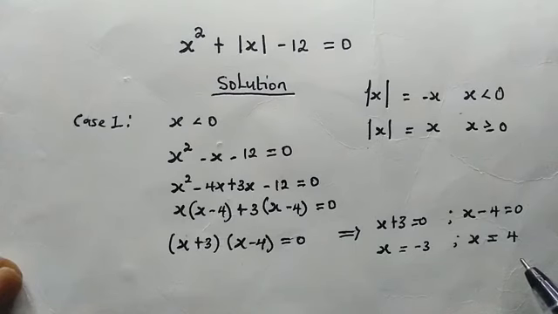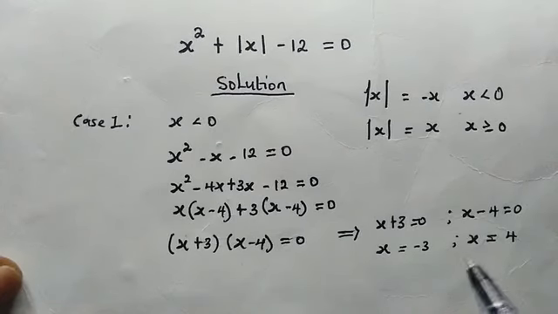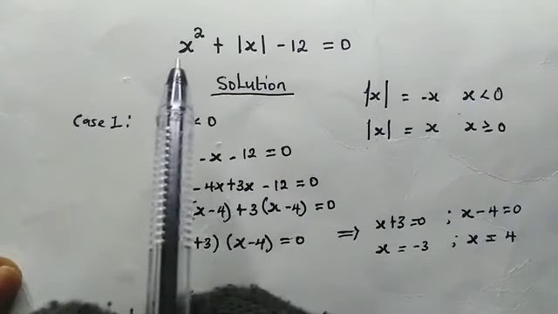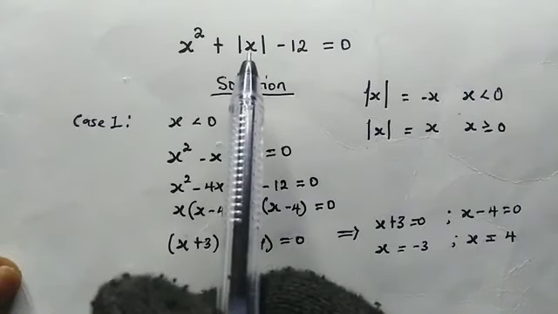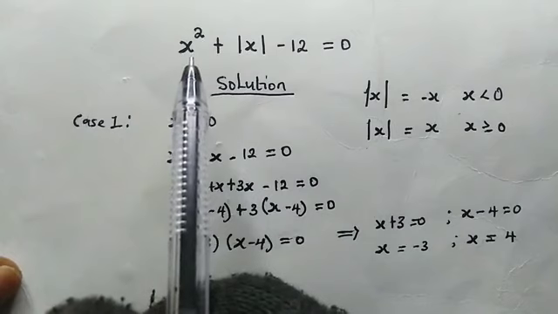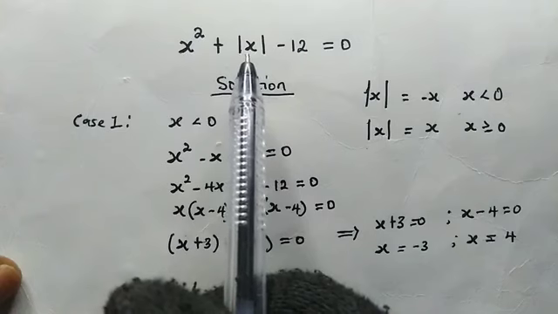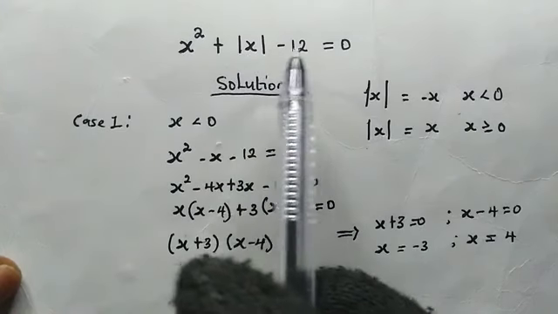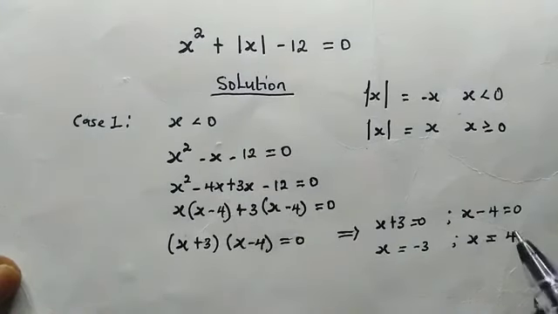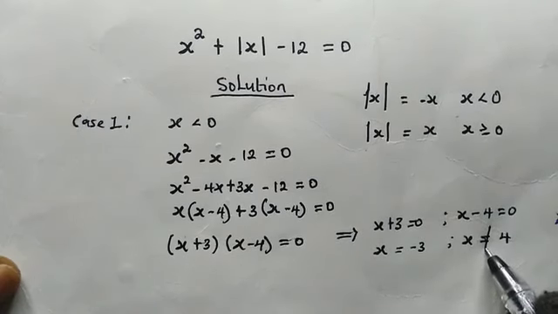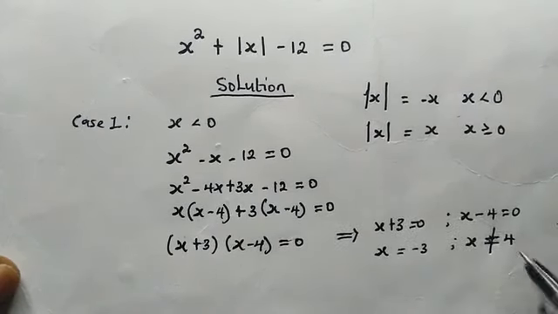Now, let us think about extraneous solutions. We shall be considering whether we have an extraneous solution from here. When we plug in 4 into this equation, we get 4 squared plus the absolute value of 4. 4 squared is 16, plus the absolute value of 4 is 4, so 16 plus 4 is 20. Then 20 minus 12 is not equal to 0. So this solution is not acceptable. Therefore, we shall say that x is not equal to 4.